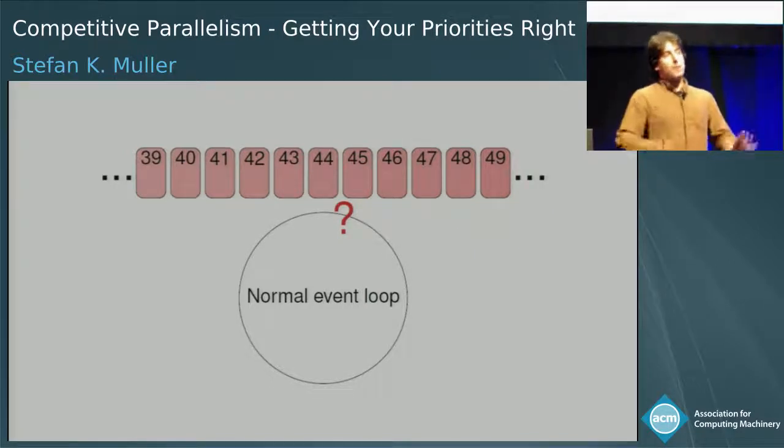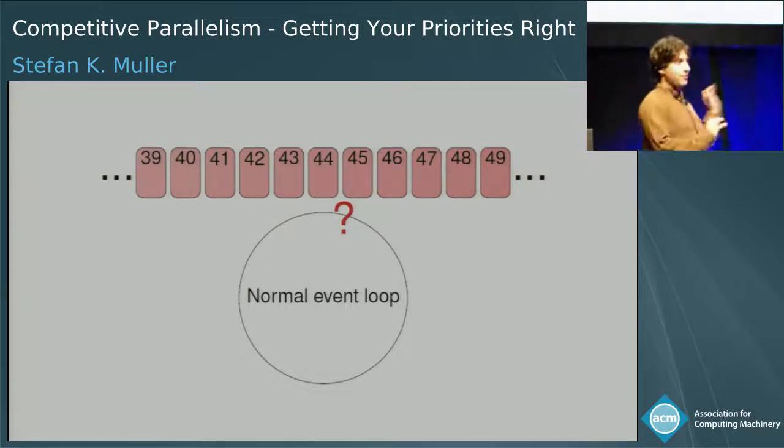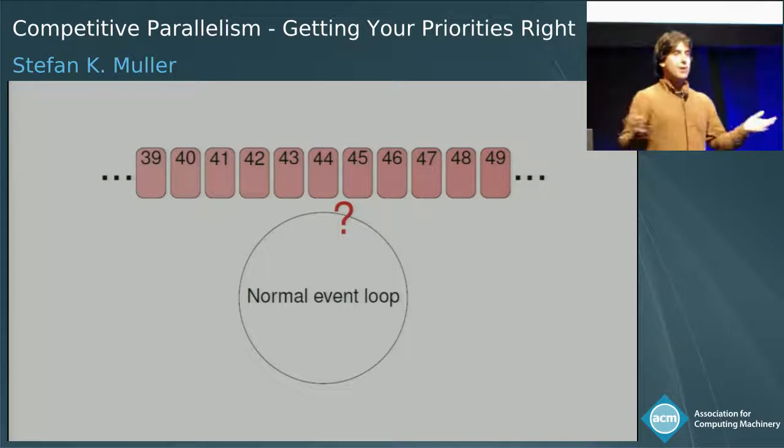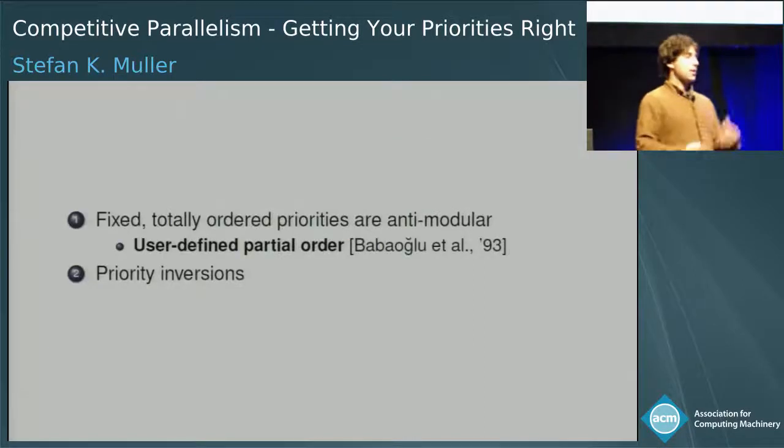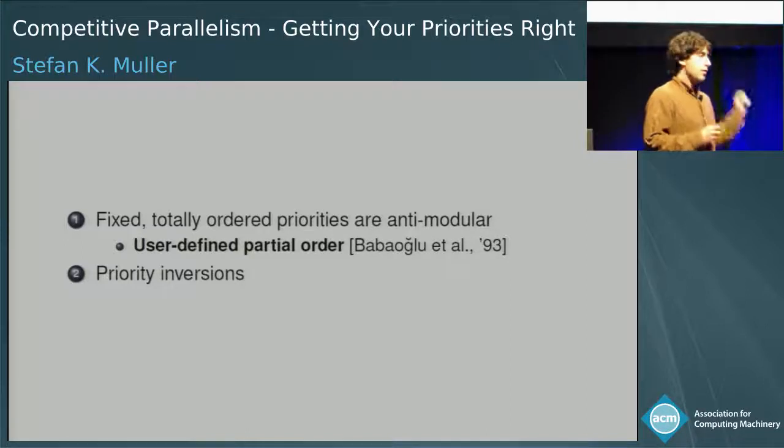So now with 100 priorities, we're trying to implement our event loop, and should it be priority 40 or 45 or 42? At this point, I don't even know what these priorities mean, and neither do most developers. So instead, in our system, we use an approach that has been suggested over the years by a number of different authors, and we use a user-defined partial order of priorities. This still leaves us with the problem of priority inversions.